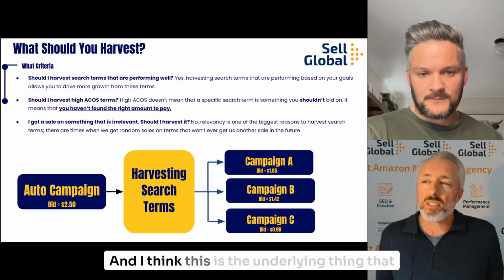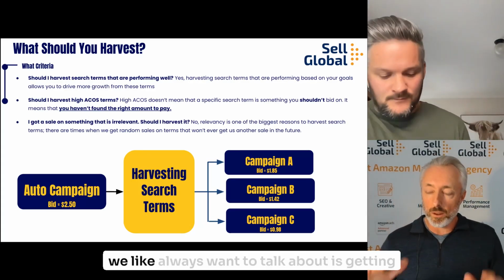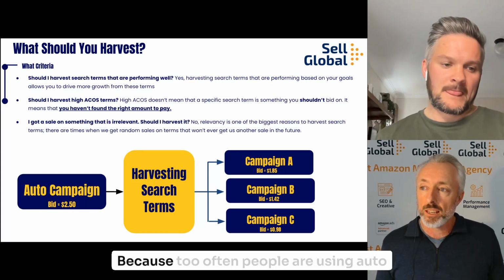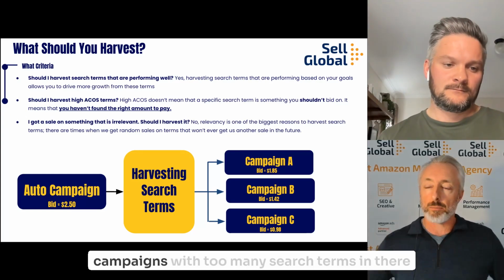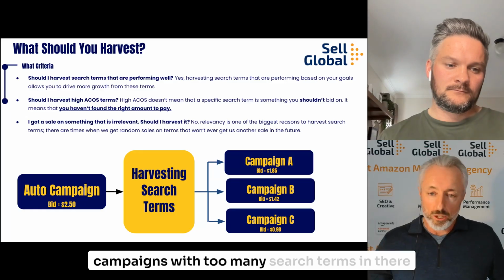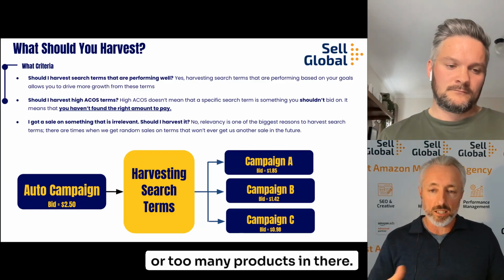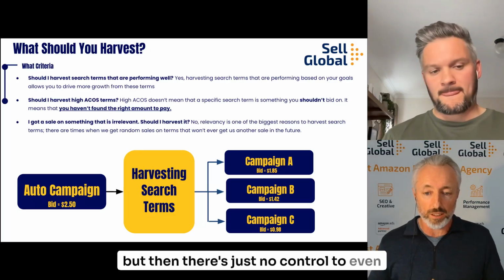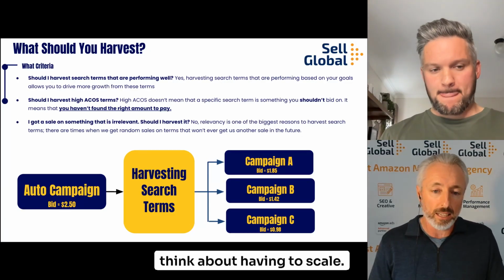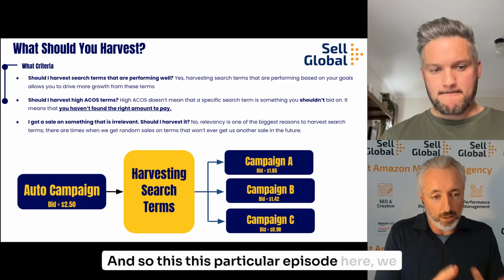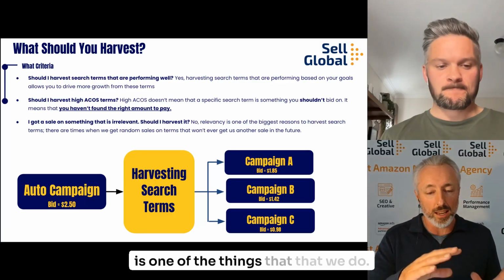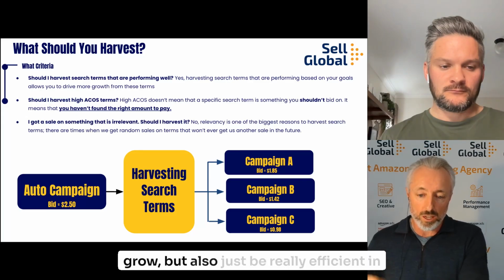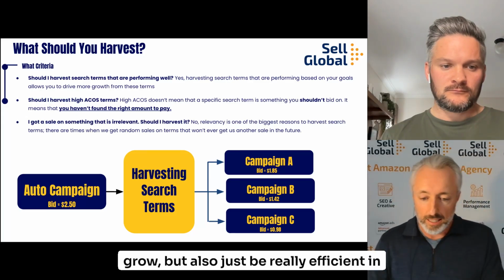And I think this is the underlying thing we always want to talk about, which is getting more control over your Amazon advertising, because too often people are using auto campaigns with too many search terms in there, or too many products in there, and the results could look okay to start, but then there's no control to even think about scaling. In this particular episode we were talking about harvesting. This is one of the things we do to continually find new opportunities to grow, but also to be really efficient in that process.